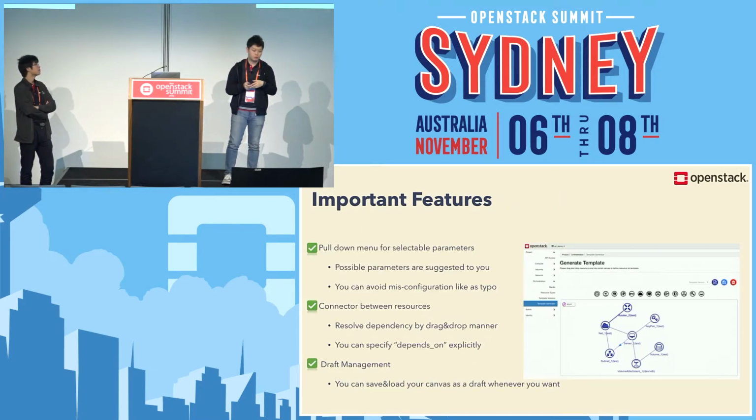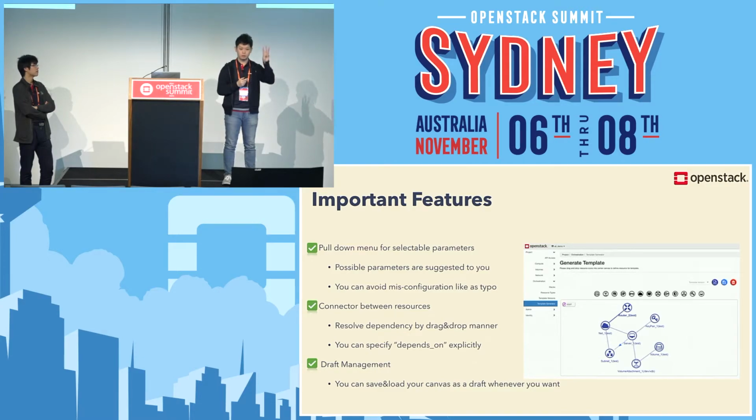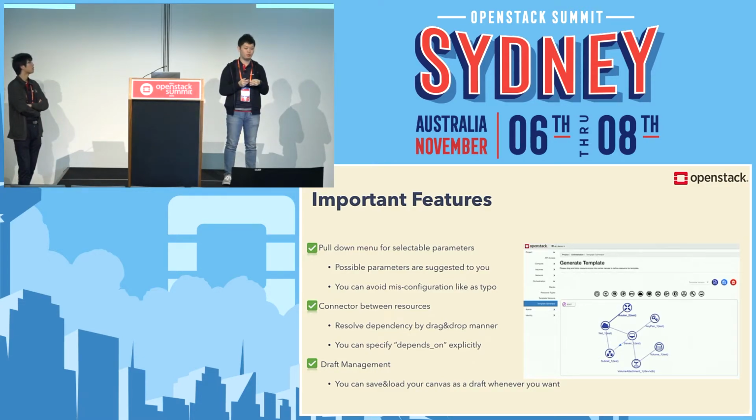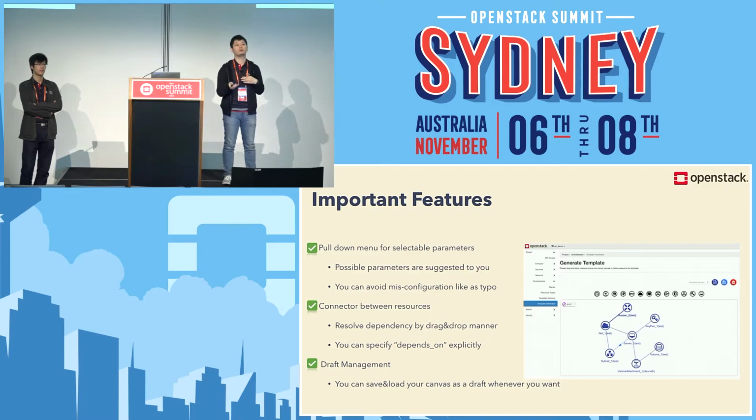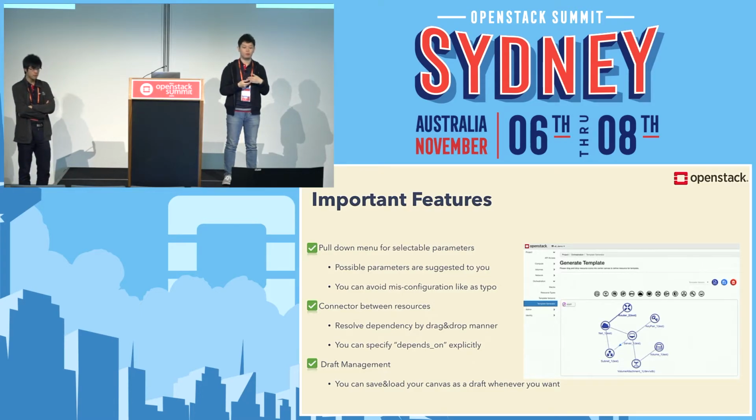And let me briefly introduce the key features here. There are three. The first one is the pull-down menu for the selectable parameters. For example, if you are going to make Nova instances, of course, you have to specify image or flavors. But sometimes human beings make a mistake and specify the wrong parameters. To avoid that, we implemented the pull-down menu, right? After this slide, I'm going to give the demo in front of you, so maybe you can easily understand what I'm saying now.